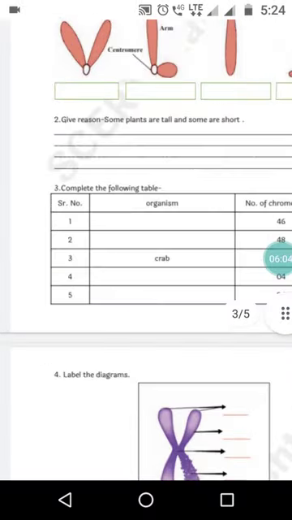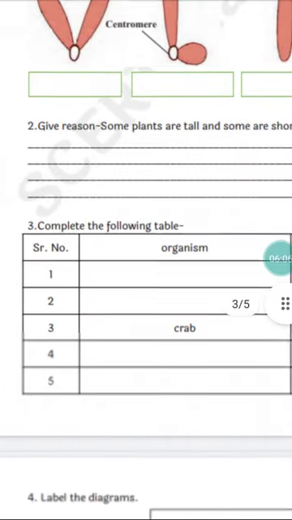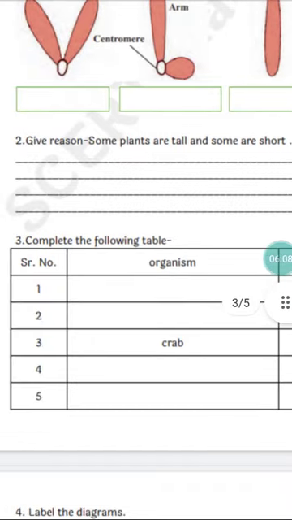Now the next is the give reason. Some plants are tall and some are short. You have to write the answer. The characters are transmitted from the parents to the offspring. Okay, so those plants that are tall have chromosomes that are transmitted from their parents.